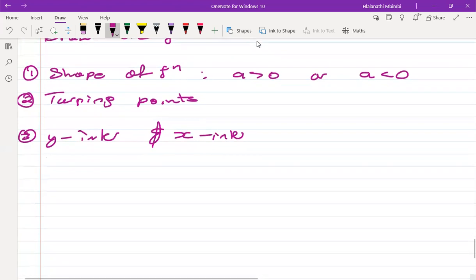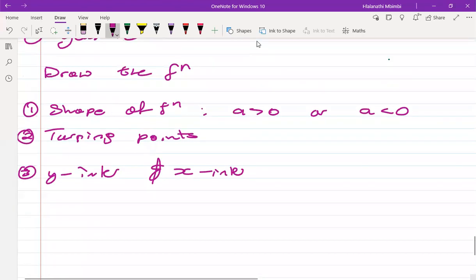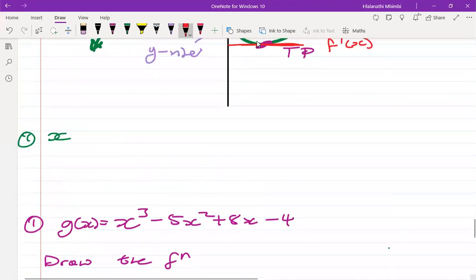Okay, now if we look at the value of a is greater than 0, so this function is gonna look like an increasing function like that. Can you see that?